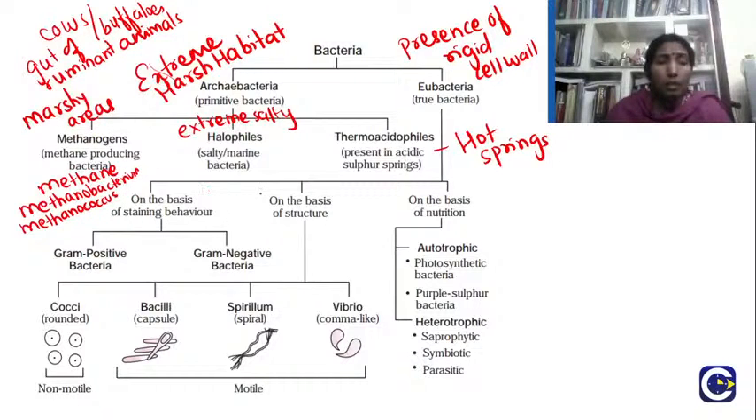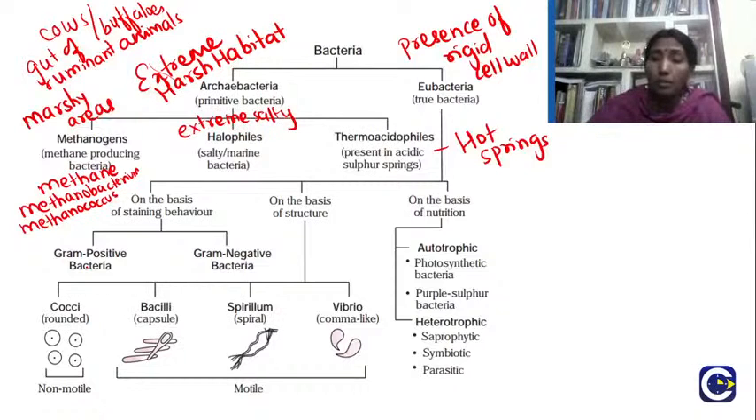Coming to the eubacteria, you can classify them on the basis of staining behavior, on the basis of structure, or on the basis of nutrition. For staining behavior, there was a person by name Gram. When we stain, we have gram positive bacteria and gram negative bacteria, depending on how they take up the stain. So that is very important.